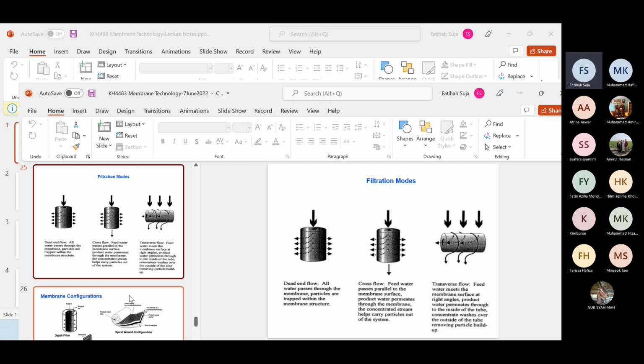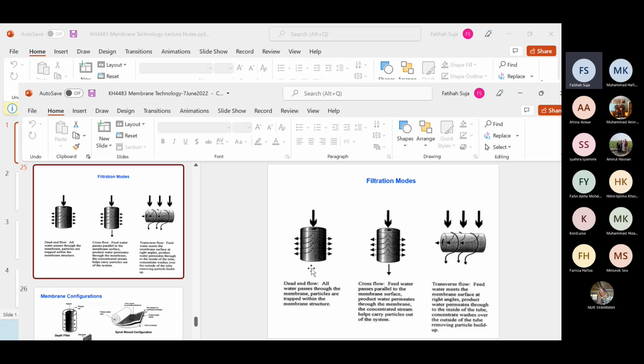Now, filtration modes. These are three common filtration modes. This is what we call dead end flow. When the manufacturer describes to you the types of membrane that you want to use, you need to understand all these terms, meaning that you need to understand how it is operated.